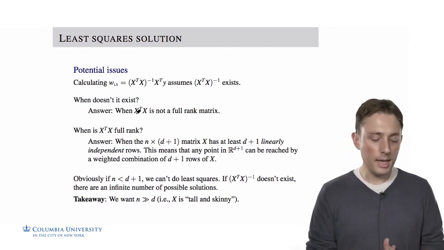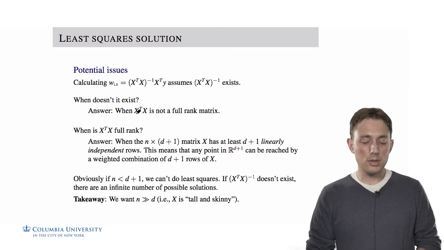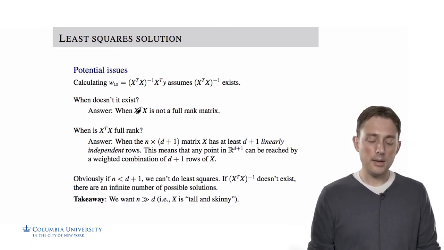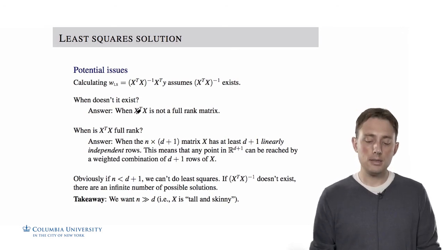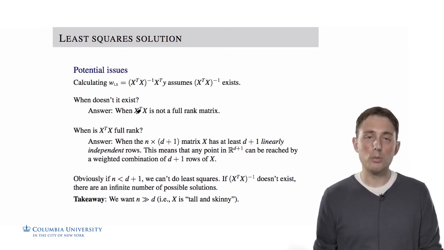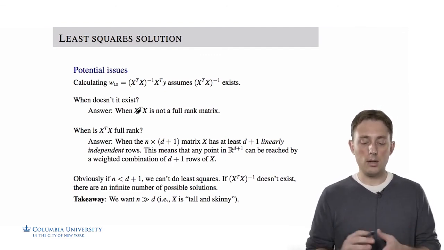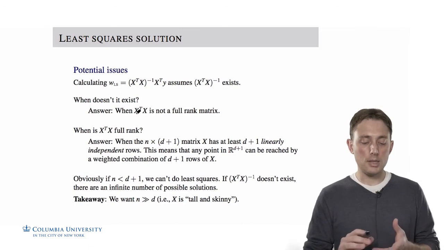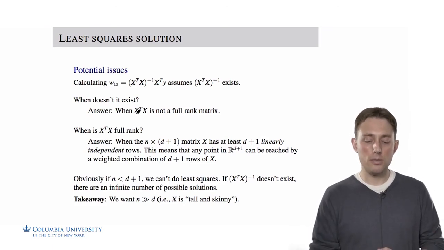And so we immediately ask, well, when is that matrix full rank? The answer is that when we look at the n by d plus 1 matrix X, it has at least d plus 1 linearly independent rows. And so what this means is that any point in R^(d+1) can be reached by some weighted combination of d plus 1 rows of X. So this is one condition for that matrix X transpose X being full rank.